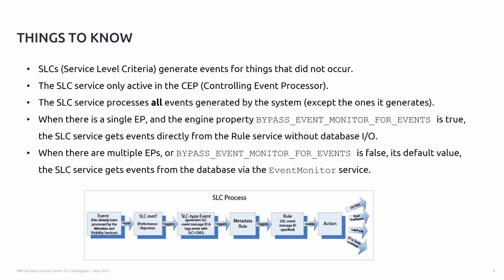Know that the SLC service is only active in the CEP, the Controlling Event Processor. If you didn't know, you can have multiple EPs in your Control Center system. Why would you do that? Maybe you want high availability, that when you have multiple EPs, you could take one or more down and their monitored servers will be temporarily assigned to the EPs that are still running, which would result in no lag in collecting data from those monitored servers.